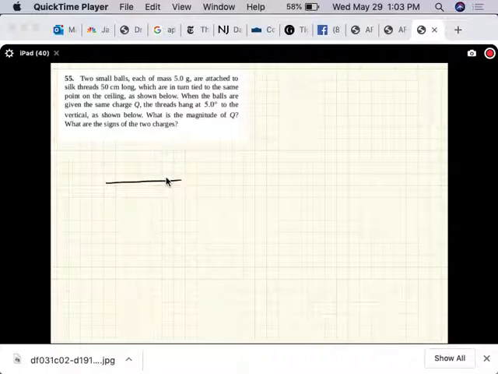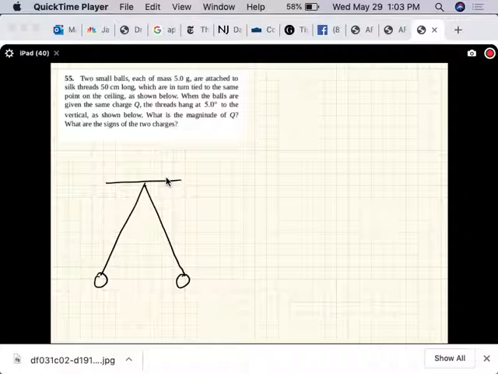Here's the diagram, and they have to repel each other, so the charges have to have the same sign. Negative charges will repel each other and positive charges will repel each other.